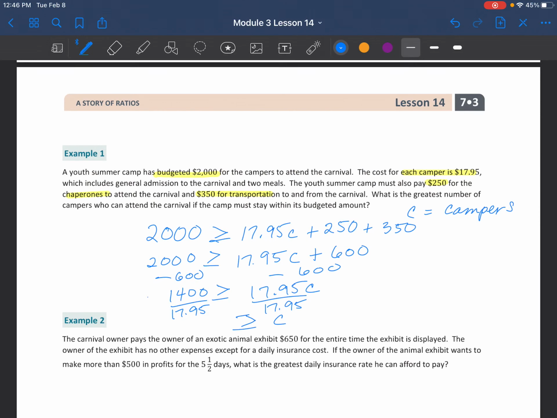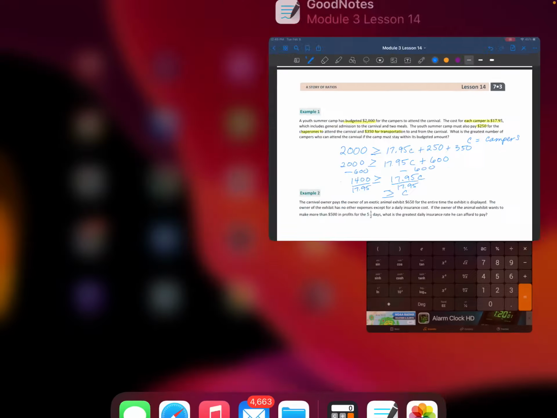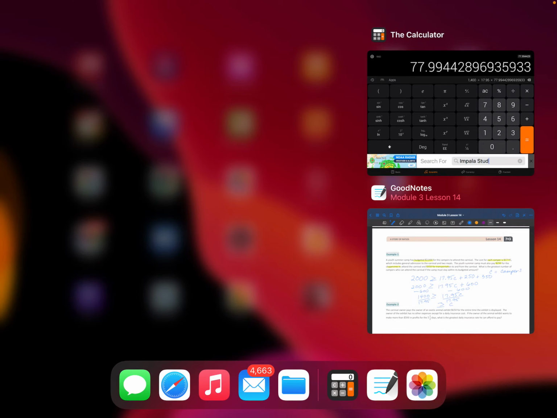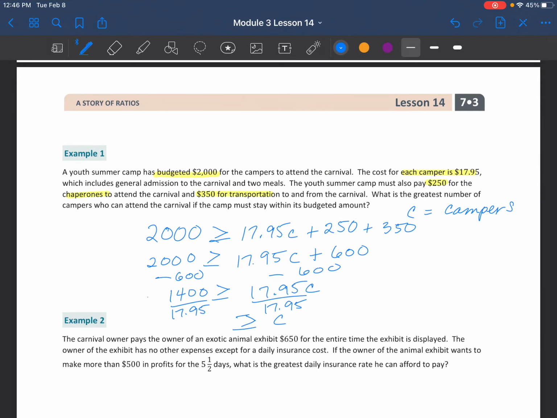So we'll round that to 17. We could do whole number. Does it tell us to round? Does it say? No. So C can be less than or equal to 70. Oh, sorry. This is the amount of campers.